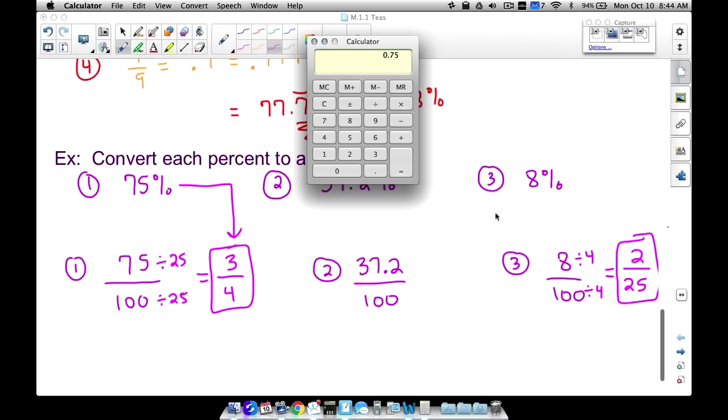This last one right here, 2 divided by 25. 2 divided by 25 is going to be 0.08. Remember, move the decimal 2 places to the right. Bam, there is your percent. I did 2 divided by 25, and it's the same thing as 8 divided by 100. It's just that we had to simplify this fraction here. That's probably what you're going to have to do on the TEAS test. So throwing that out there.